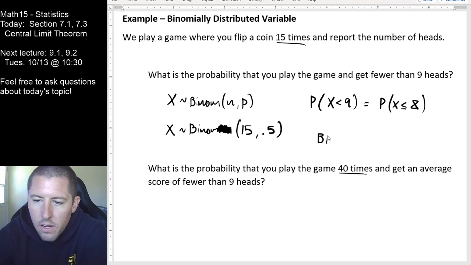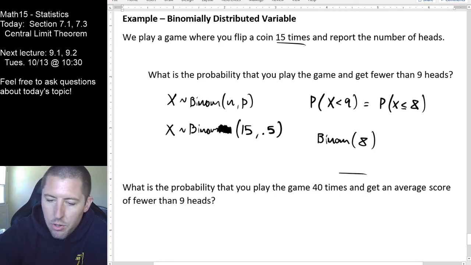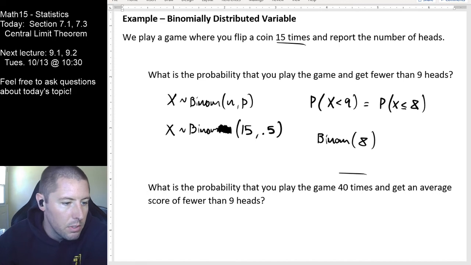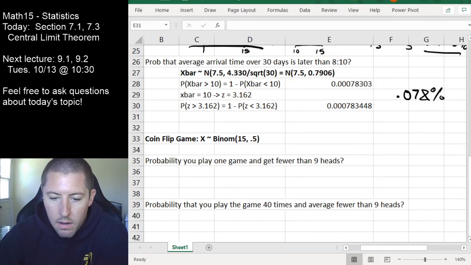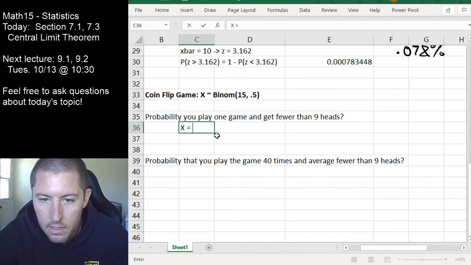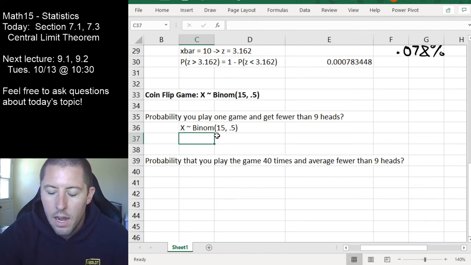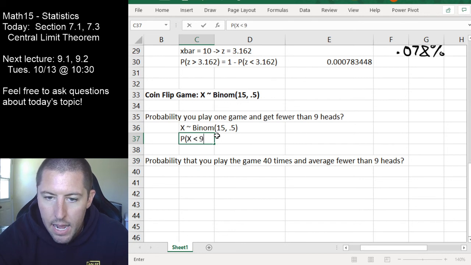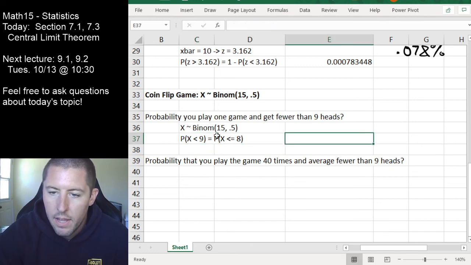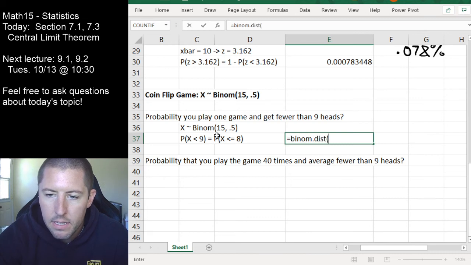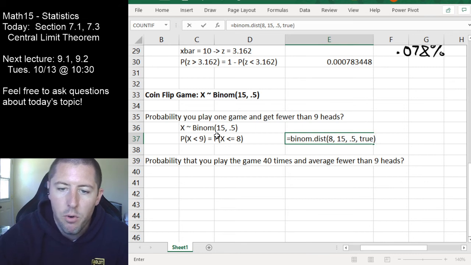And so I think I can just do my binomial calculation associated with 8 in Excel here. So let's pop over to Excel and do that one. If I go over to Excel, then here we can say that x is distributed binomial 15, 0.5, and therefore the probability that x is less than 9 is equal to the probability that x is less than or equal to 8. So this should be equal to binom.dist. My number of successes is 8. Trials is 15. Probability of success, 0.5. Cumulative, yes, we want the probability for up through 8 successes.